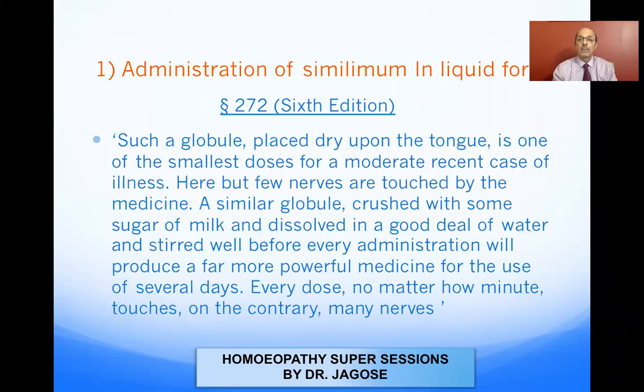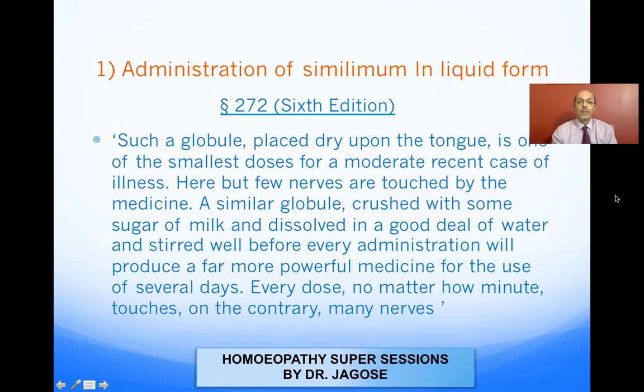First point, administration of similimum in liquid form. In aphorism number 272 of the 6th edition, Hahnemann writes, such a globule placed dry upon the tongue is one of the smallest doses for a moderate recent case of illness. Here, but a few nerves are touched by the medicine. A similar globule, crushed with some sugar of milk and dissolved in a good deal of water and stirred well before administration, will produce a far more powerful medicine for the use of several days. Each dose, no matter how minute, touches on the contrary many nerves.